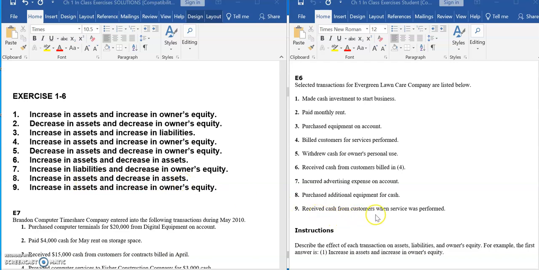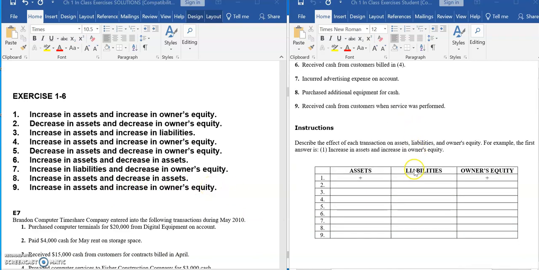Finally, we received cash from customers when the service was performed. Received cash, which means our increase in cash, increase in assets, when the service was performed. Customers paid us as soon as we provided the service. That means we have provided the service and we have earned the revenue. Revenues have gone up. As revenues go up, owner's equity increases.